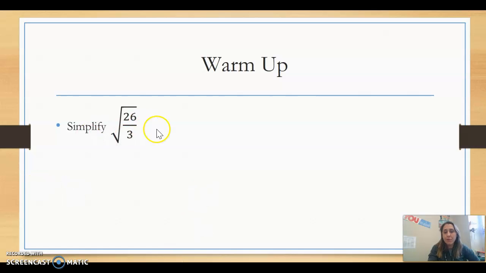Okay, this was the warm-up that we did today. Make sure you rationalize that, which means no radicals in the denominator.